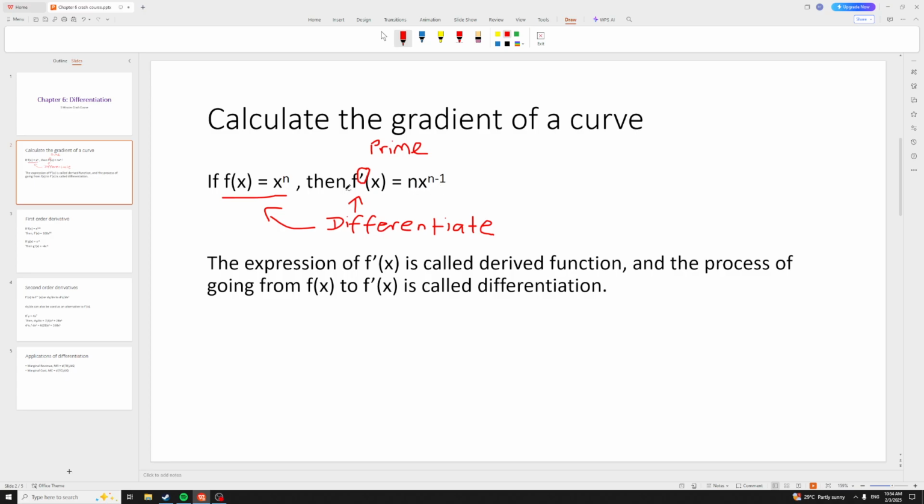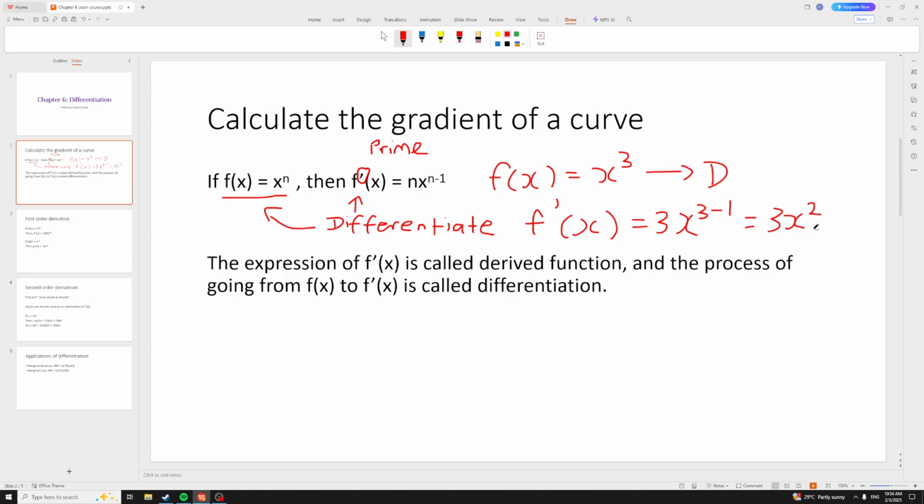For example, let's say f(x) equals x^3. If you ask us to differentiate this, we put f'(x) equals, this 3 is an n, so we bring it forward, 3x, then 3 minus 1 becomes 2, so basically it's 3x to the power 2. It's that simple.